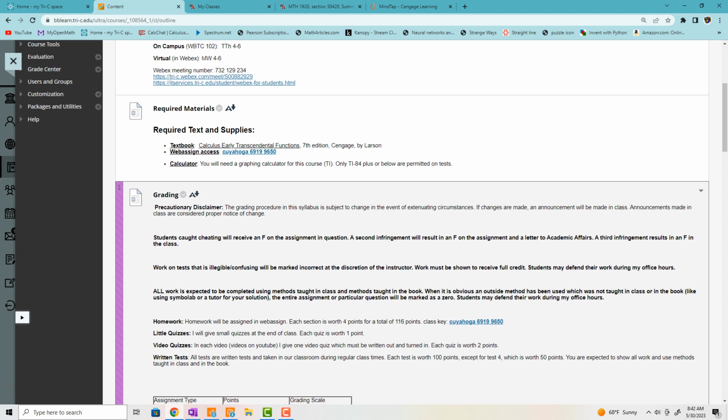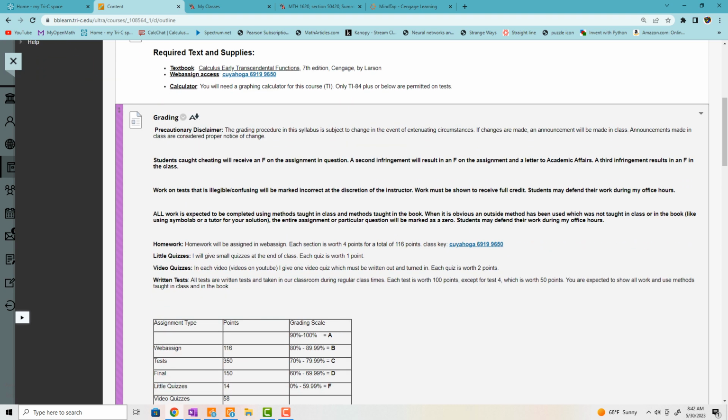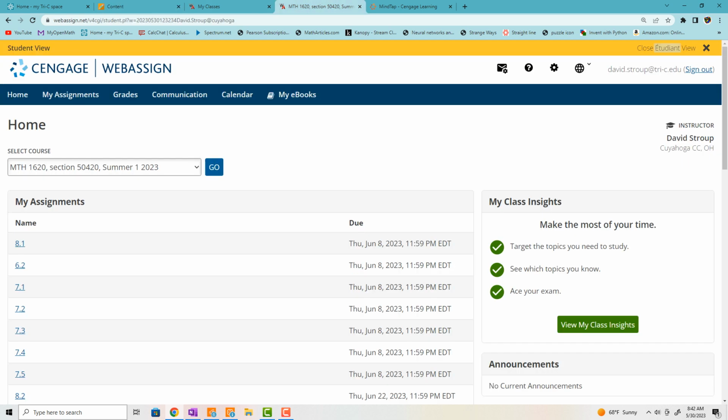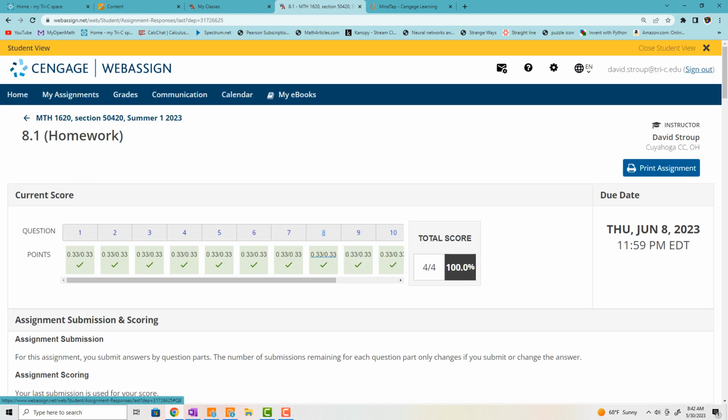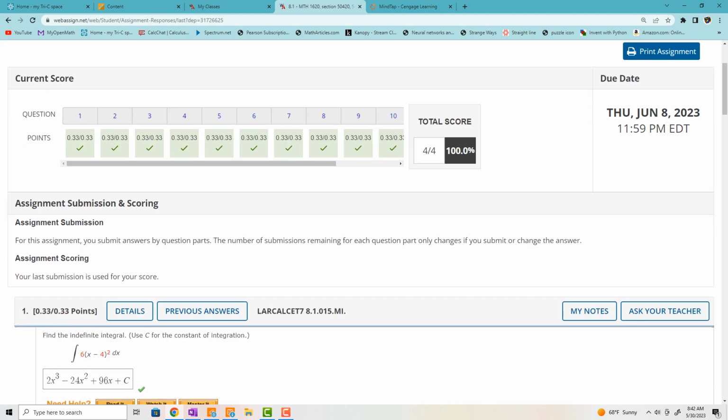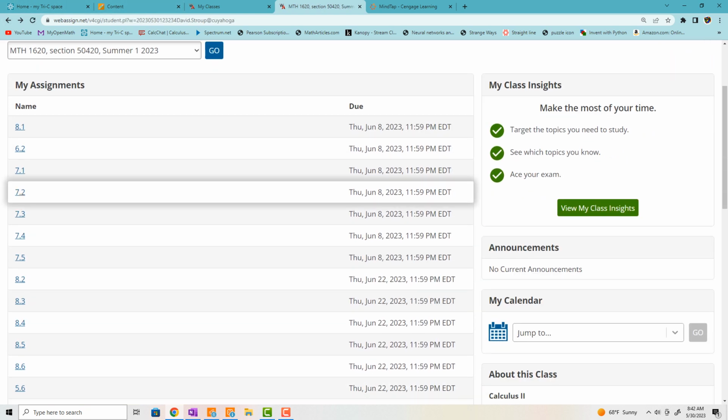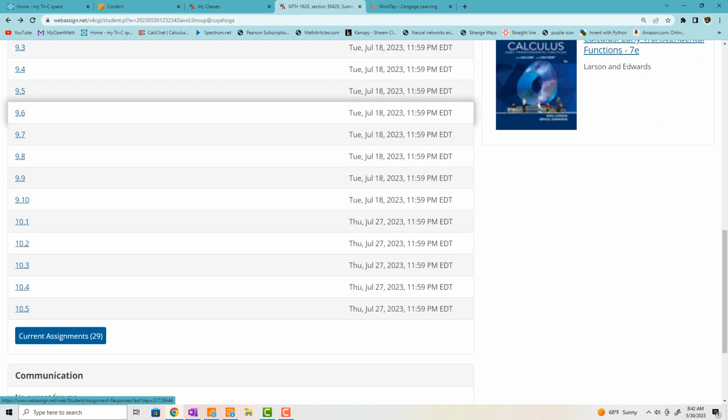So for grading, there's going to be the homework and WebAssign. Each section is worth 4 points. So you'll go here and you'll see, okay, 8.1, I got to do that. And it's worth 4 points in total if you get all of the problems. But you can get partial credit if you don't want to get an A in the class. If you don't care, you don't have to get 100% every time. You just sort of aim for getting 80%.